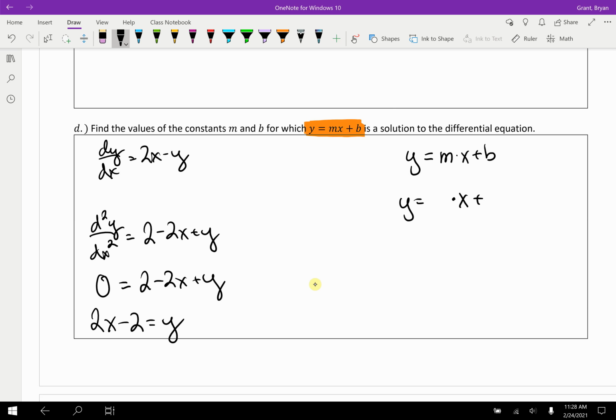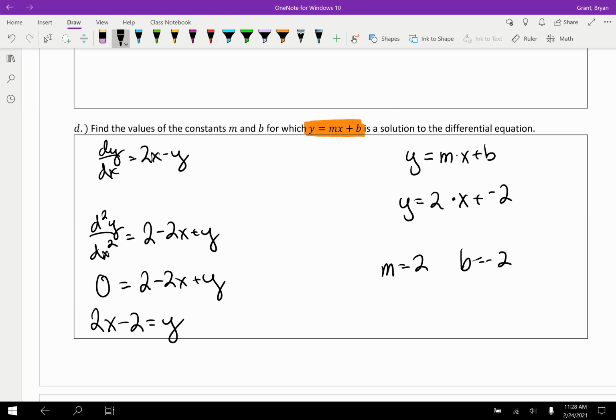The only way the second derivative can be 0 is if y is 2x minus 2. Think of substituting that in. Everything will cancel out, right? And so we have found the values for m and b. m is 2 and b is negative 2.